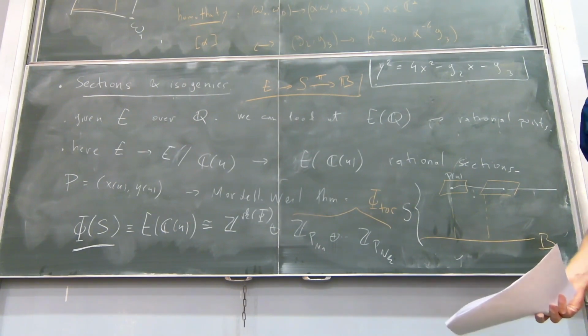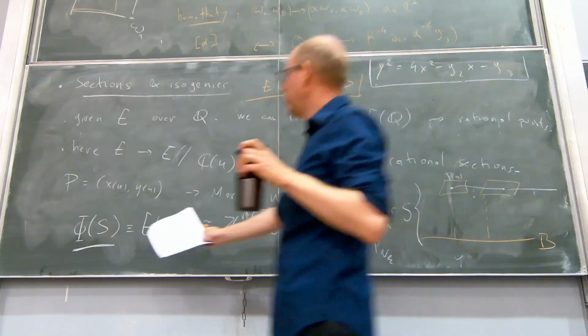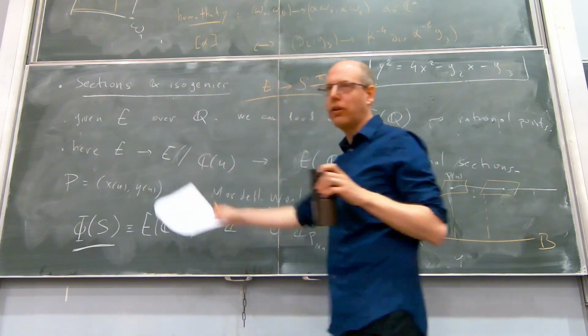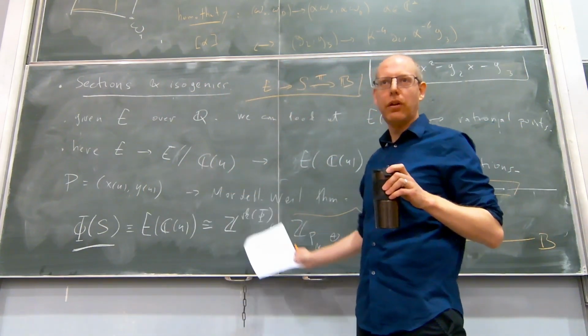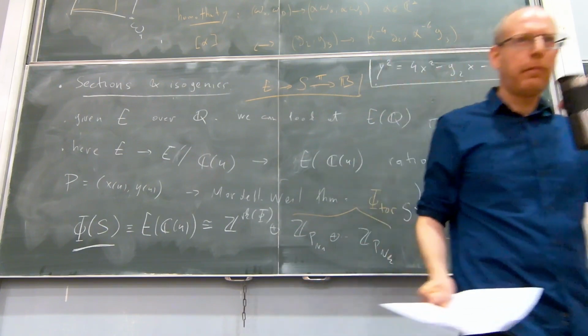Sorry, what's phi? Phi? This is just a definition for the Mordell-Weil group. I just call it phi. So this is the Mordell-Weil group of the elliptic curve, of the one-parameter family of elliptic curves.